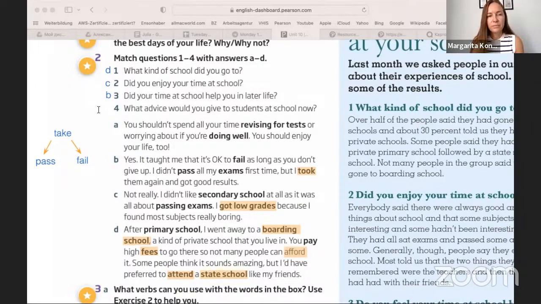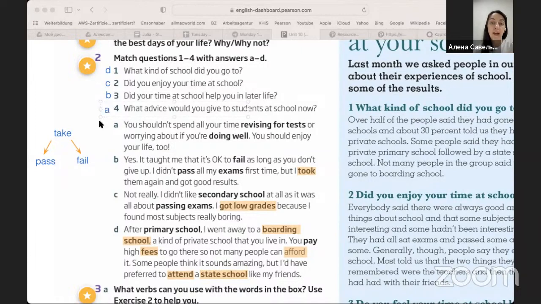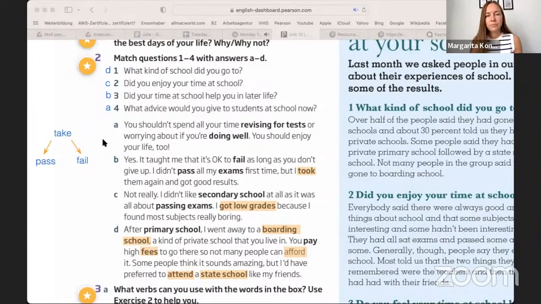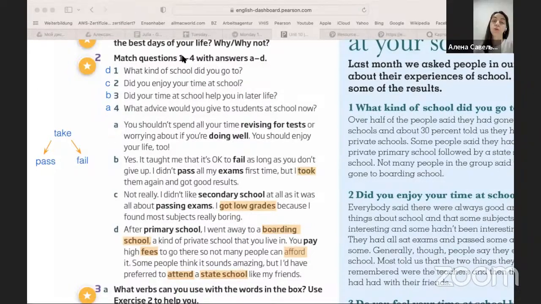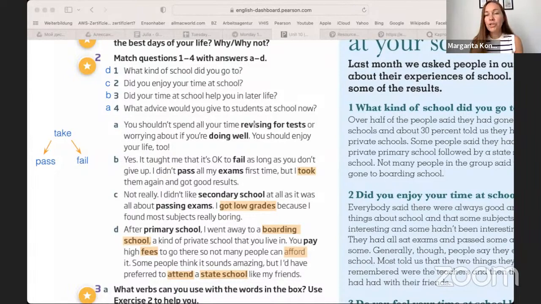And number 4. What advice would you give to students at school now? You shouldn't spend all your time revising for tests or worrying about if you are doing well. You should enjoy your life too. Very good. Agree. Okay. So, and revise for tests. How would you say that in Russian, revise for test?